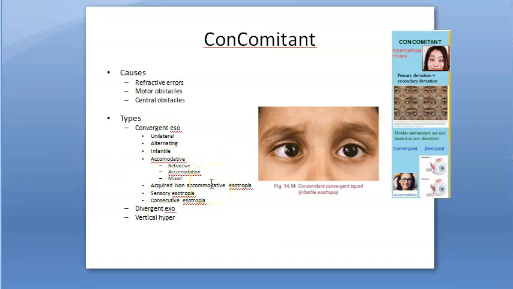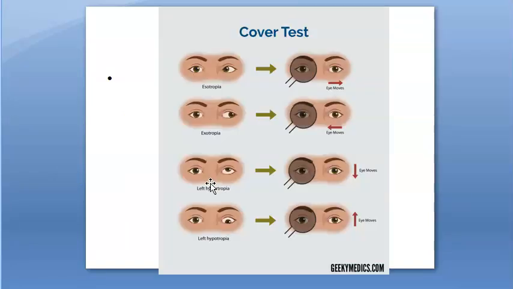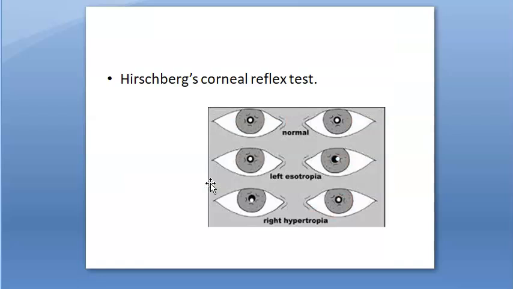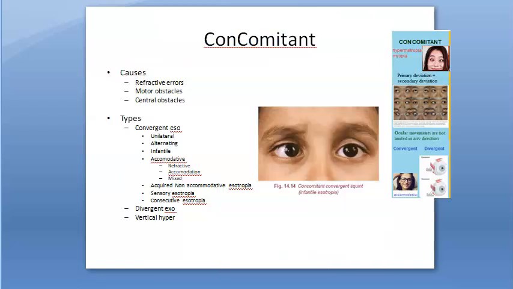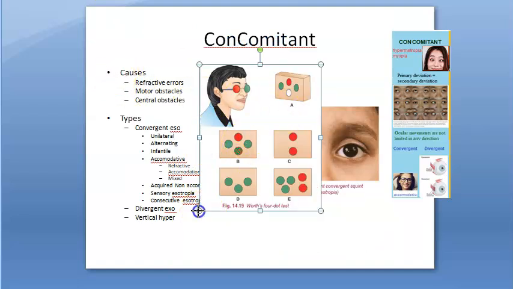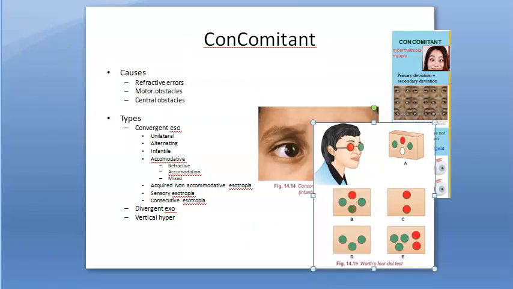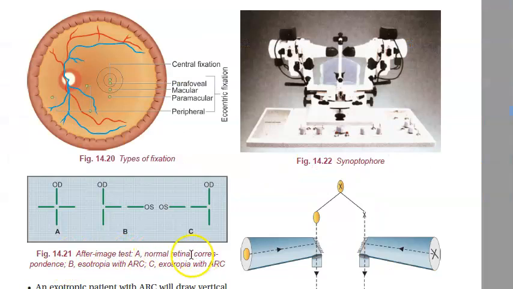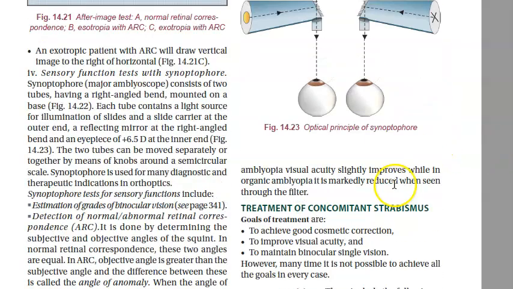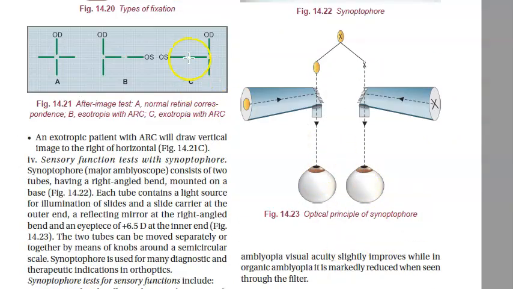How to check for this, we already saw here, isn't it? Cover test, Hirschberg's corneal reflex test, all this we saw. Then there is some more tests they are mentioning, that is this one. Wirth's 4-dot test. Okay. Some other tests are there. Then after image test, normal retinal correspondence, esotropia with ARC, exotropia with ARC. What is this ARC? Abnormal retinal correspondence, it seems. Then this is some synoptophore. And here they are talking about the optical principle of the synoptophore. So basically they have a lot of ways of finding out if these people have some squint.